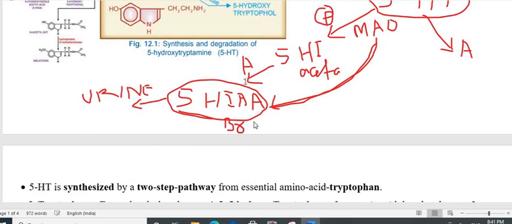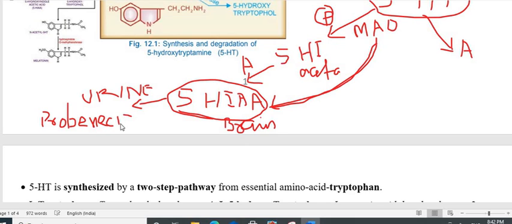This excretion through the brain may be halted, inhibited, or nullified by the anti-gout drug probenecid. So probenecid is going to inhibit the export of 5-HIAA from the brain to the excretory route. So this is probenecid.